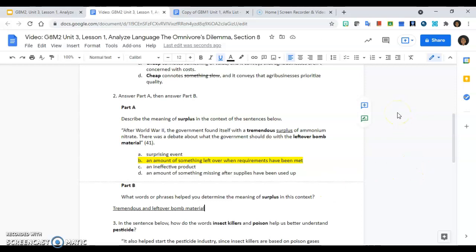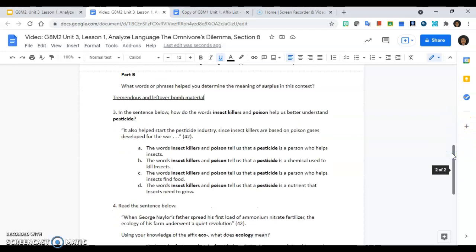And so remember, for context clues, you're not just using the sentence itself sometimes, but the sentence before or after where the word is found is also super helpful. Number 3, in the sentence below, how do the words insect killers and poison help us to better understand pesticides? It also helps start the pesticide industry. So pesticide is the word we want to understand. It says, since insect killers are based on poison gases developed for the war. So you learn something new.